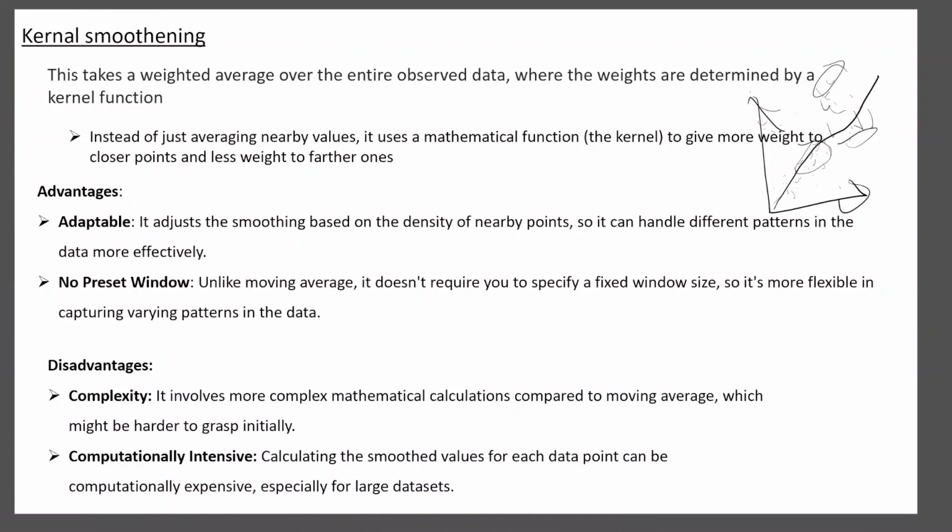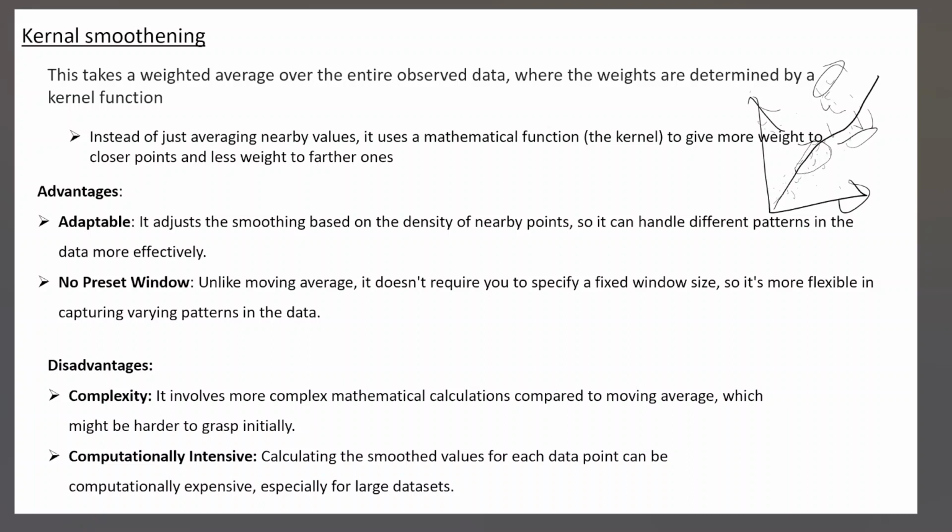So let's look at the disadvantages of kernel smoothing. The first is complexity. It involves more complex mathematical calculations compared to the moving average, which might be harder to grasp initially, unlike the simple moving average where we are just averaging out the given values.